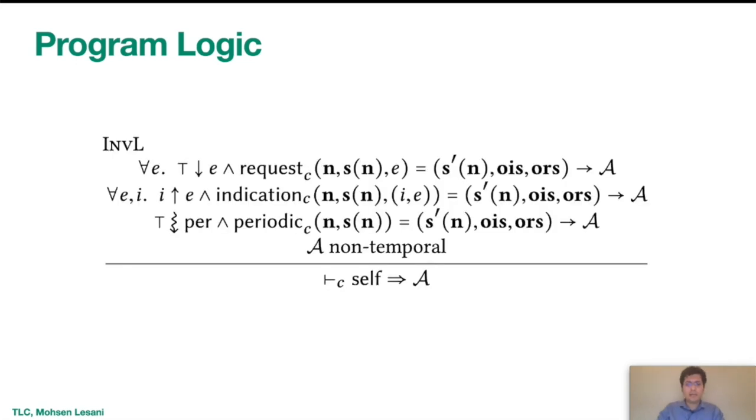Let us now look at the derived rule invel. This rule reduces a global temporal invariant for the component to non-temporal and local proof obligations for its handler functions. It states that if a non-temporal assertion A holds for all the three handler functions of the component, request, indication, and periodic, then the assertion holds in every self-event. Thus, the functional implementation of the component can be used to derive invariants.